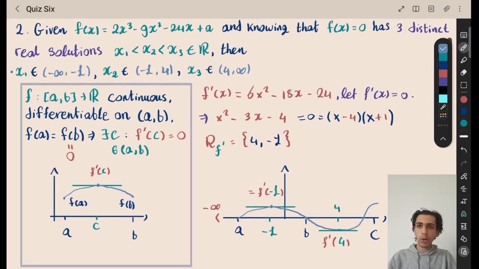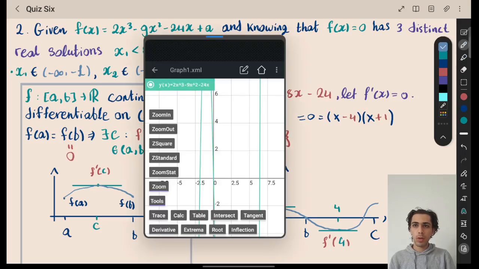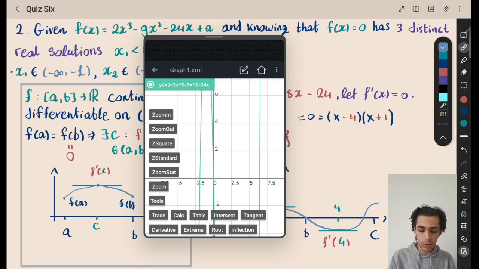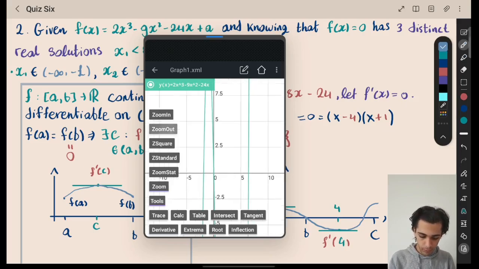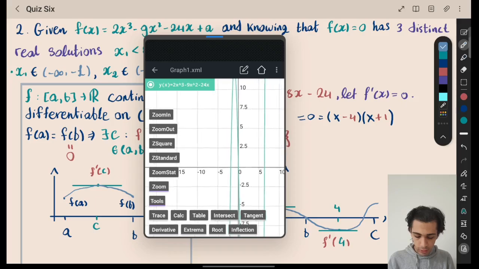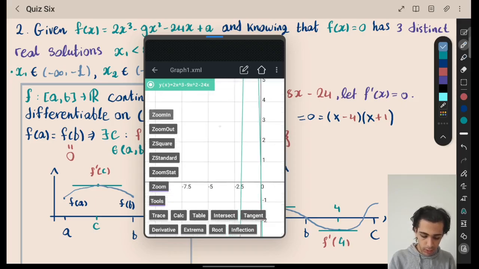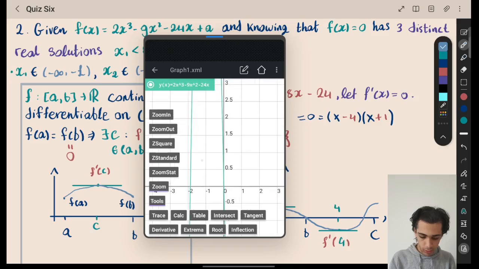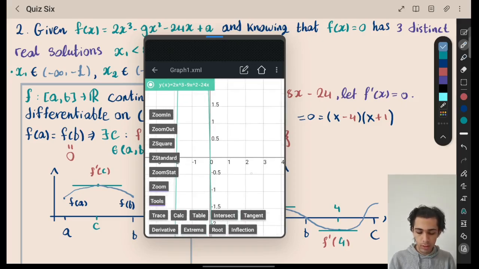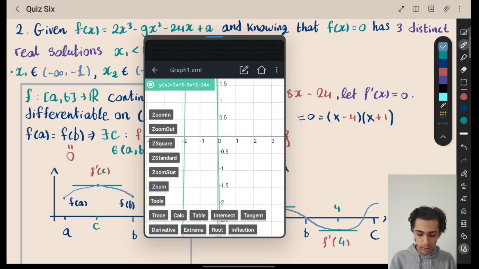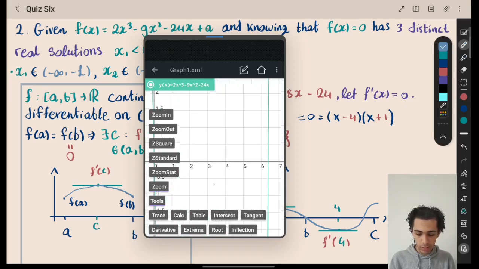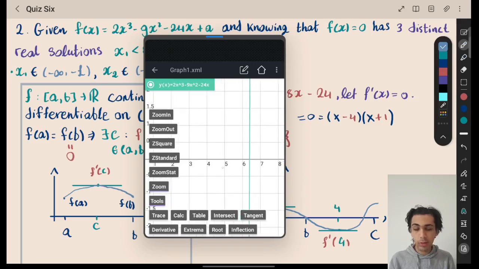Finally, let me plot this function. So here I chose to plot the function where a is equal to 0. So I didn't write a, I just wrote 2x cubed minus 9x squared minus 24x. And if we take a good look here, we see that the first root is less than -1. The second root is less than 1. It's actually 0, I think. Yes, it is. And the third root is greater than 4.